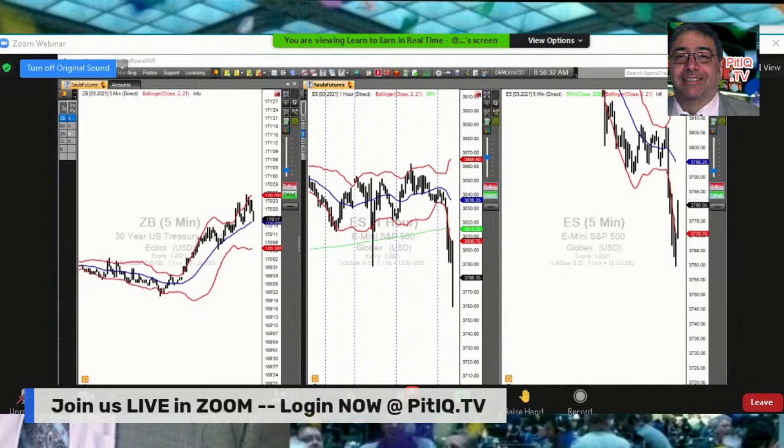Continue to pop back here. Nice rotation there off of the 59 area. VIX is way up there, right? It was trading down in the low 20s. It's up to 27, and 27 and change.